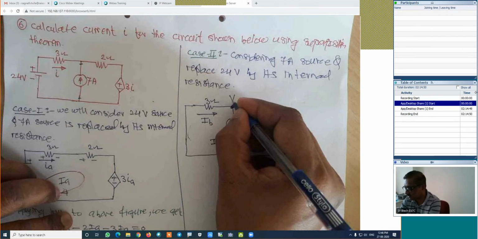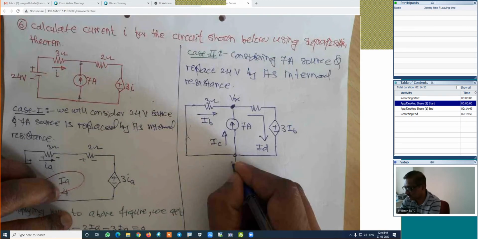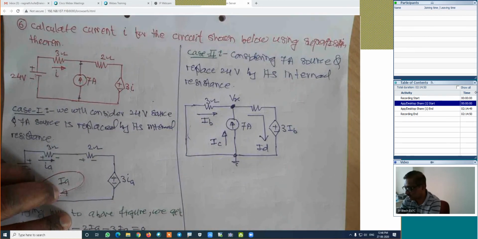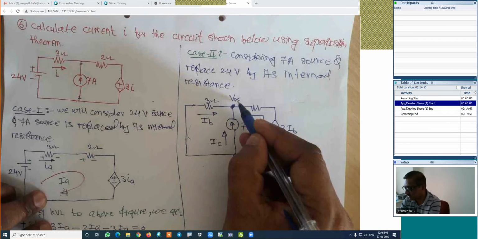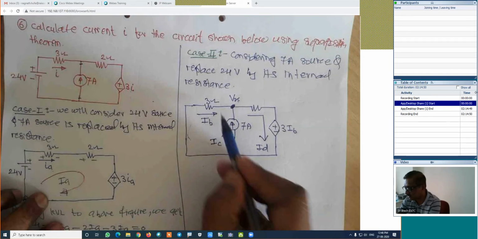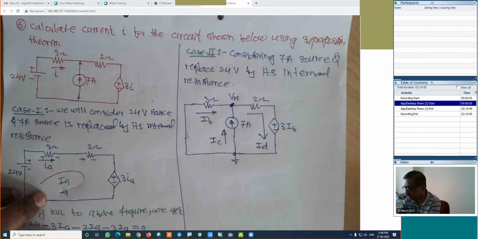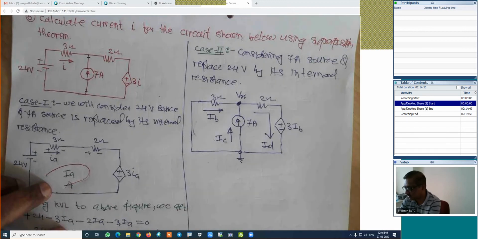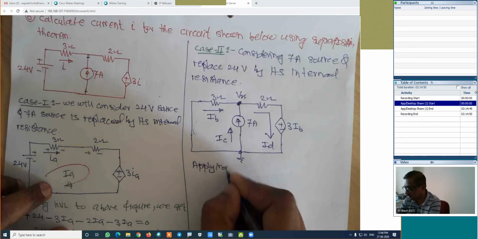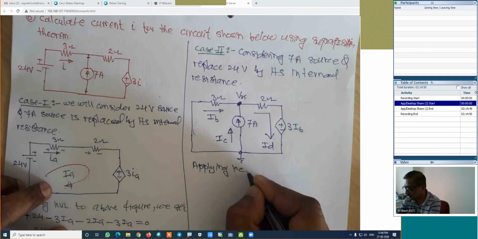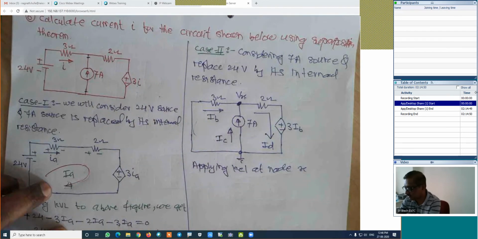This is the node X. Its potential is Vx. This is the ground node. Give any name. IA, IB are used, so I avoided A. I have taken it as X. This is incoming, and this is outgoing, and this value is the 2. Now we can apply the KCL. Applying KCL at node X.